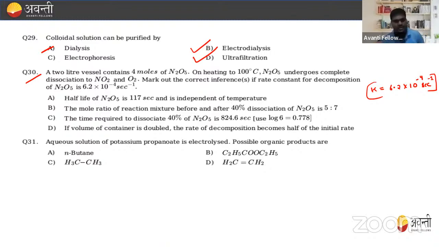First, the half-life of N2O5 is 117 seconds and is independent of temperature. Is the first option true or wrong? It is absolutely wrong, because we know that the half-life is nothing but 0.693 upon 6.2. So it won't come out to be 117 seconds, right? So this is wrong. Next, the molar ratio of the reacted mixture before and after 40% dissociation of N2O5 is 5:7. And the third option is the time required to dissociate 40% of N2O5 is this many seconds. Use log. Now, if the volume of the container is doubled, the rate of decomposition will become half of its initial rate. So let's see.